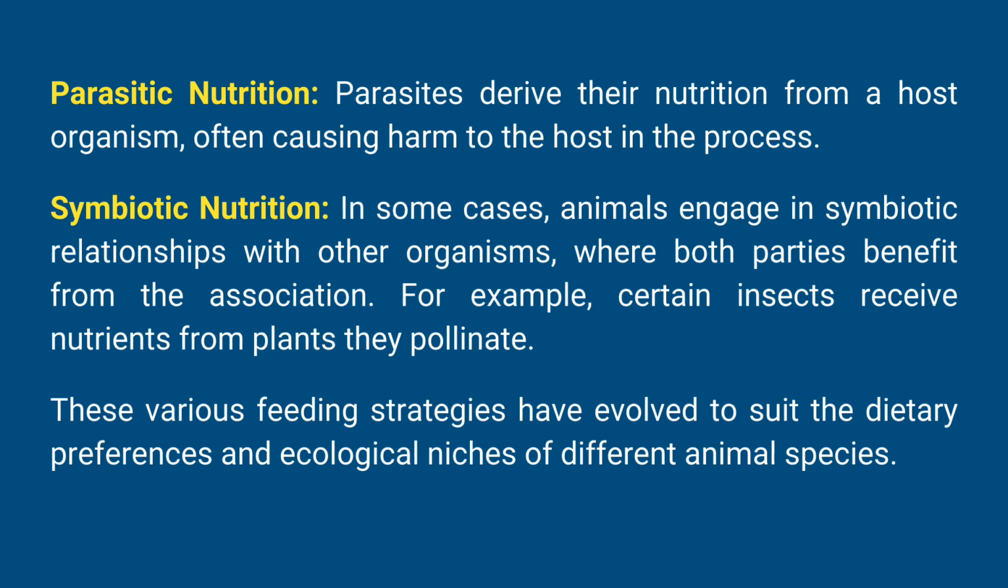process. Symbiotic nutrition. In some cases, animals engage in symbiotic relationships with other organisms, where both parties benefit from the association. For example, certain insects receive nutrients from plants they pollinate. These various feeding strategies have evolved to suit the dietary preferences and ecological niches of different animal species.